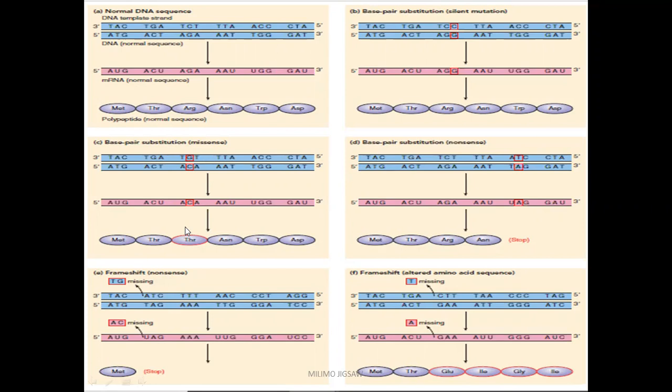However, in contrast, when you look at the transversion mutation, the transversion mutation does change the type of base in a base pair. What I mean is that a pyrimidine will be changed to a purine, or a purine will be changed to a pyrimidine.